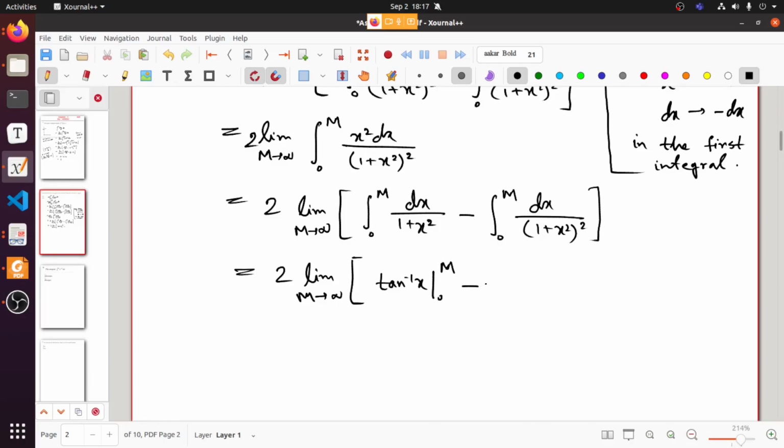And the next one, how to do this? 1 plus x square, so you have to do this. You can put x equals to what? If you put something, you have to put, right?